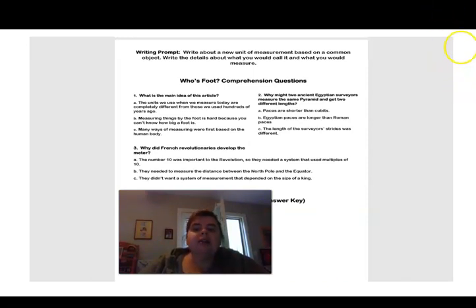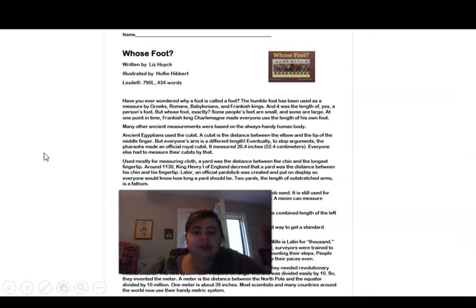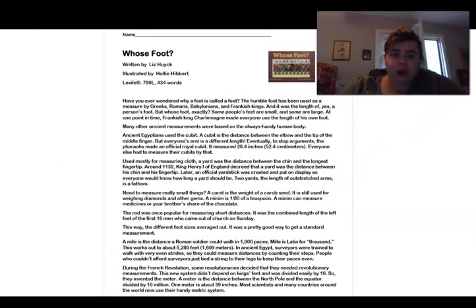Question 3. Why did the French revolutionaries develop the meter? Okay, so let's go back and let's look for those clue words. I'm looking for French revolutionaries and meter. Sometimes you don't even really need to understand what the question is asking if you can match clue words together. This is a good trick for people who find this article a little confusing or challenging. If you can match up words in the question to words in the article, it will give you a clue as to how to answer.